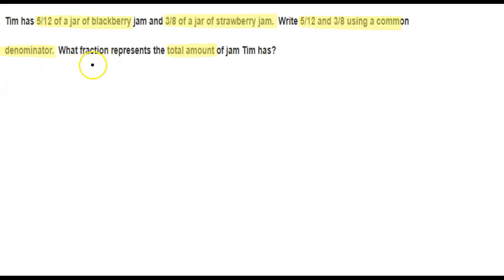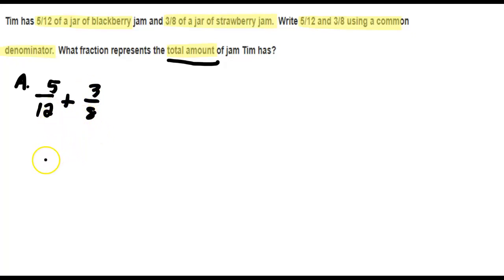It says Tim has 5/12 of a jar of blackberry jam and 3/8 of a jar of strawberry jam. Write 5/12 and 3/8 using a common denominator. What fraction represents the total amount? Total amount means that we're going to add. So first we have to get them to a common denominator, which is what part A is. So part A is 5/12 plus 3/8. Well, I need a common denominator between the two.